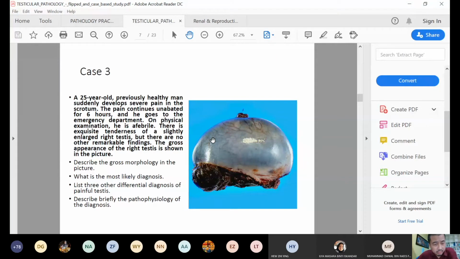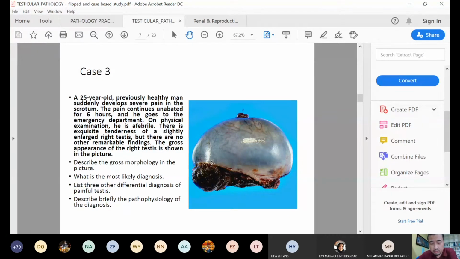A 25-year-old, previously healthy man suddenly developed severe pain in the scrotum, and there's tenderness on the enlarged right testis. The gross appearance is shown here. It is engorged, and the appearance is very red. Okay, so this is what we see.